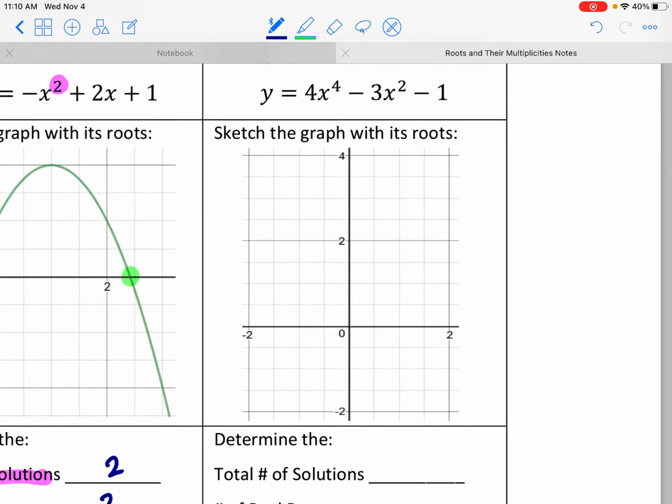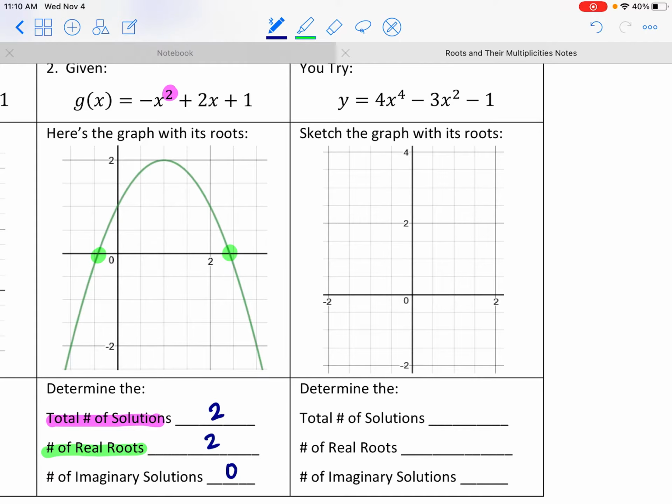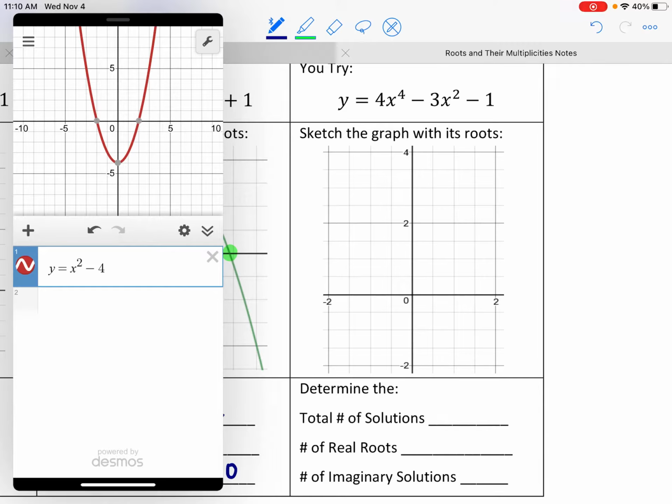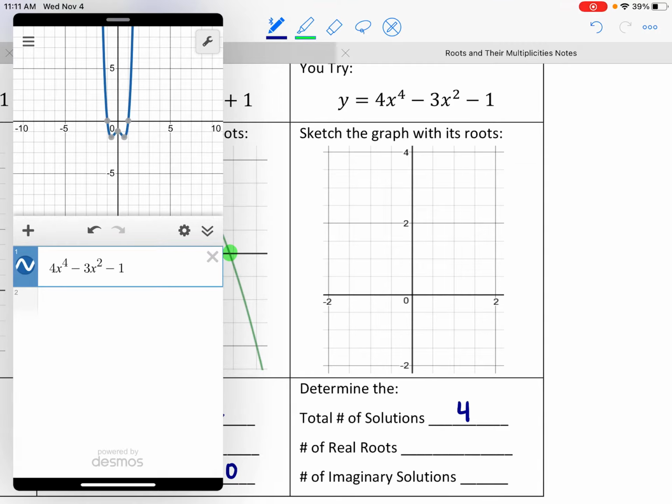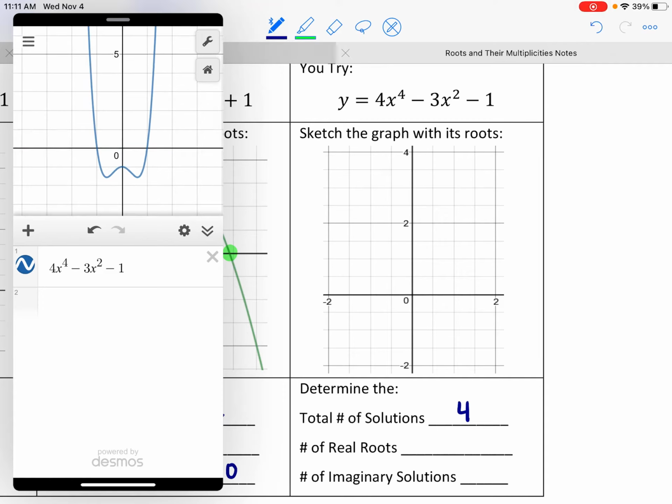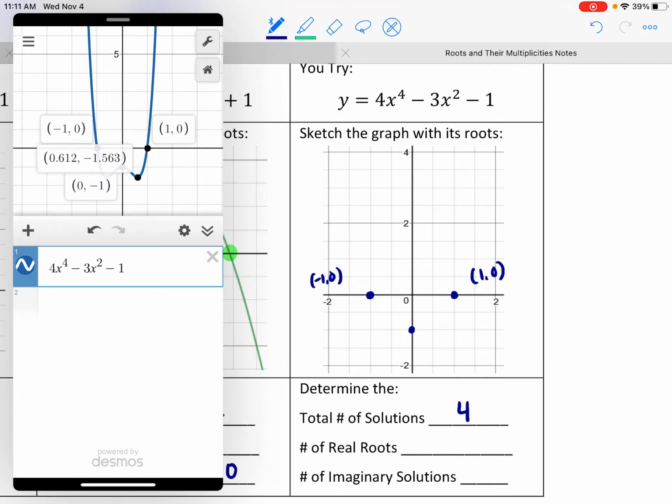Now this last one is one for you to try, to put that concept together, but I didn't put the graph, so I want to make that graph. I do know, just by looking at the function, that there should be 4 total solutions. If I graph this, 4x to the 4th minus 3x squared minus 1, I see a W-shaped graph. If I sketch this, it's crossing at -1 and +1, and the graph is doing something like this. So there's my picture.